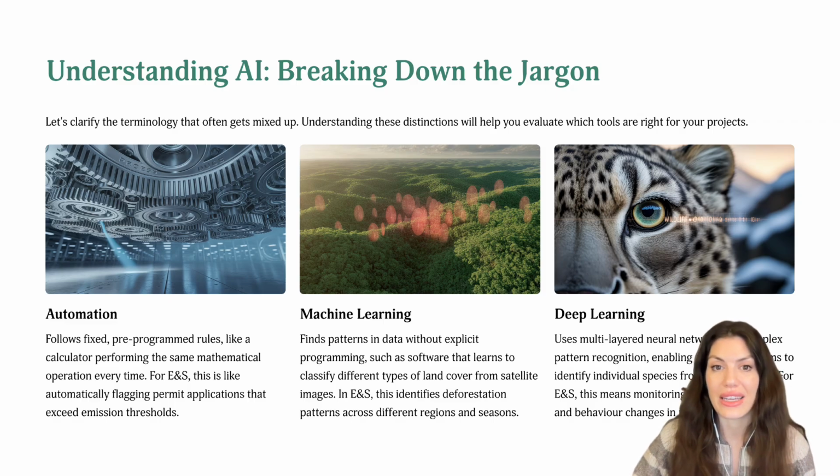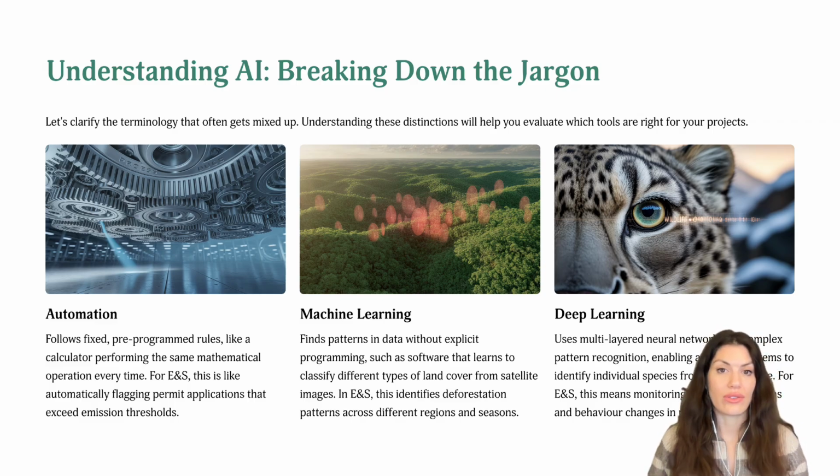Machine learning is where the system finds patterns in data without explicit programming. An example is software that learns to classify different types of land cover from satellite images. In E&S, this identifies deforestation patterns across different regions and seasons.